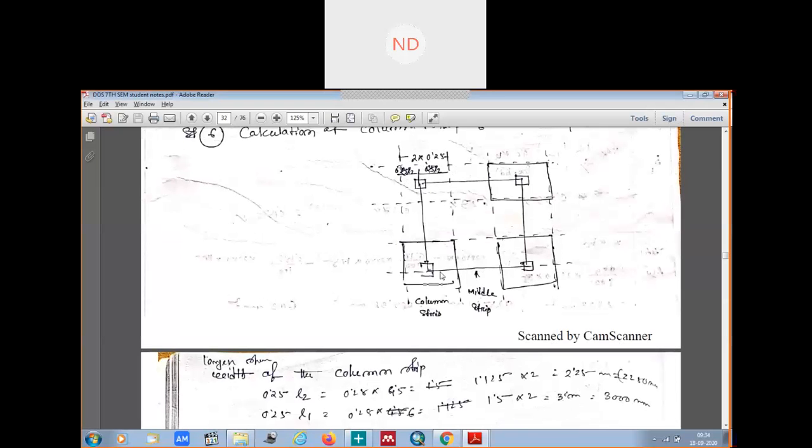See here, these are your middle strips. Okay. These are your middle strips. These are your column strips. Between the two column strips, these are your middle strips. Okay.